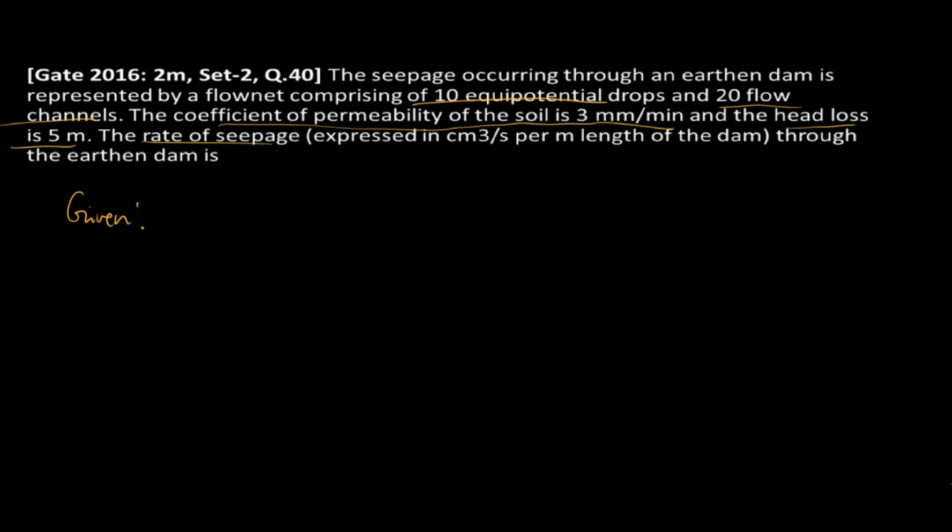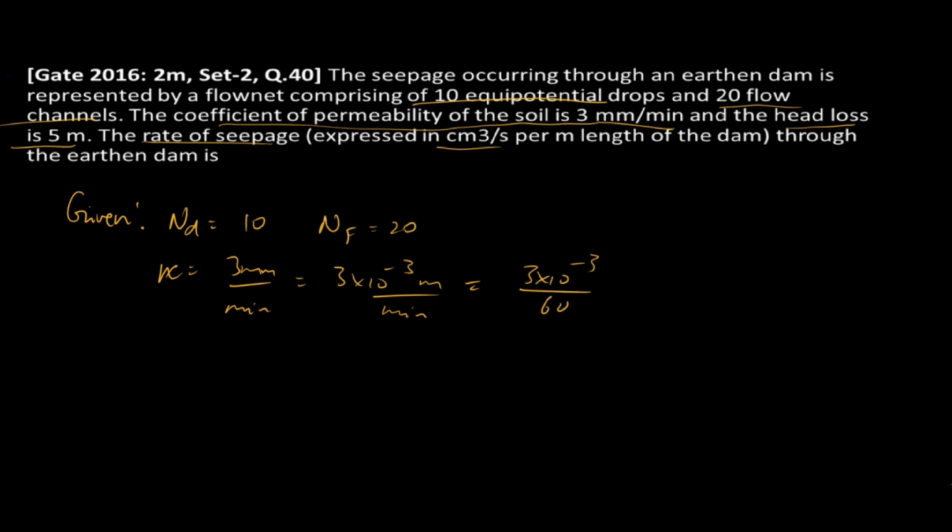They asked us to find out the rate of seepage, in centimeter cube per second, through the earthen dam. So equipotential drops ND equal to 10, flow channels NF equal to 20. The coefficient of permeability K will be equal to 3 mm per minute, which is 3 into 10 to the power minus 3 meter per minute, and if you solve, it will be equal to 3 into 10 to the power minus 3 by 60 meter per second.